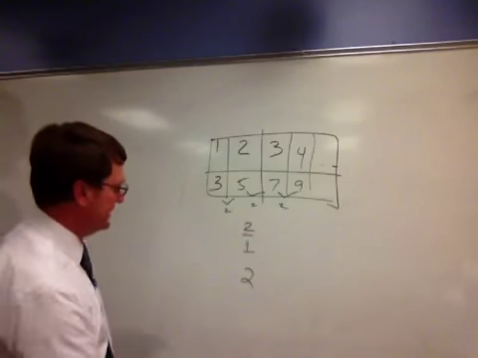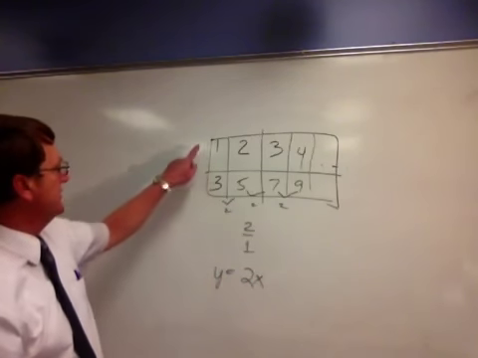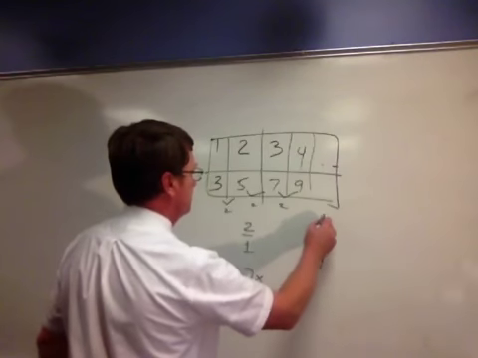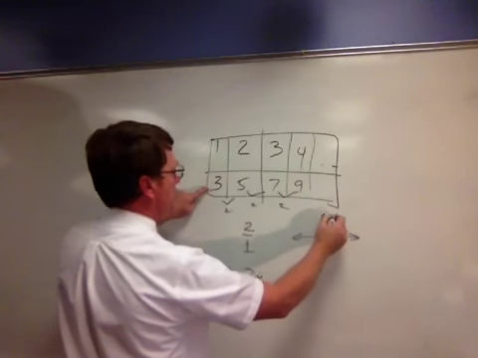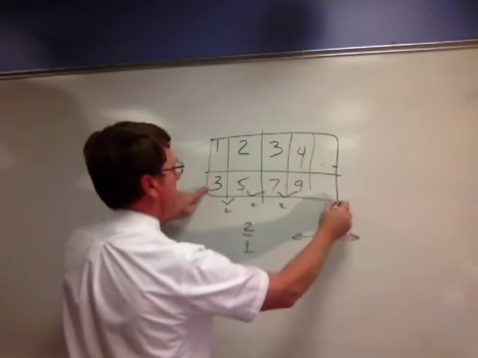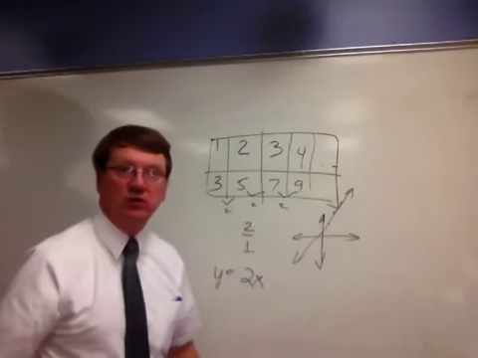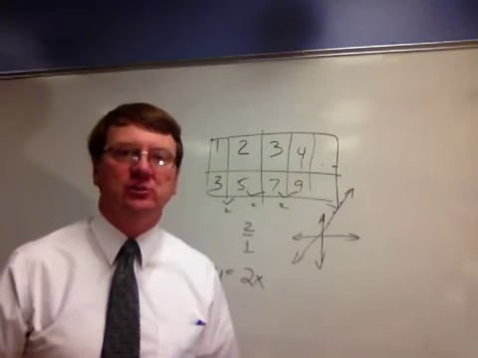Where does it cross the y-axis? Let's see. You want me to graph it? If I graph it, 1 gives you 3, 2 gives you 5, 3 gives you 7, 4 gives you 9. By the way, if you want a good graphing program, free, GeoGebra.